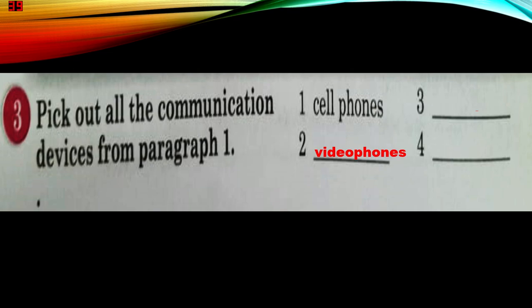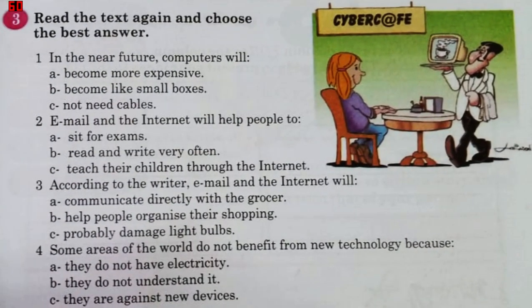Now pick out all the communication devices from paragraph 1. يعني استخرج جميع وسائل التواصل من الفقرة رقم 1. طبعا الحال عندنا cell phones, video phones, computers and the internet. Next one, read the text again and choose the best answer. In the near future, computers will become more expensive, become like small boxes, not need cables. وجواب صحيح, not need cables بمعنى wireless.